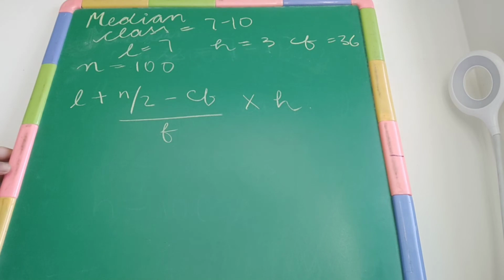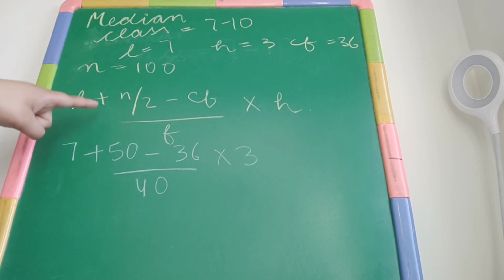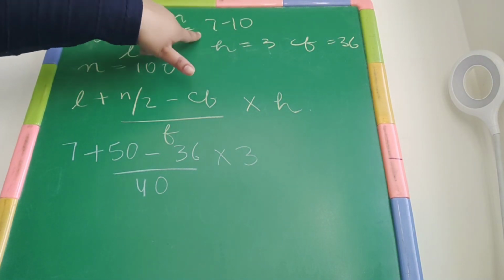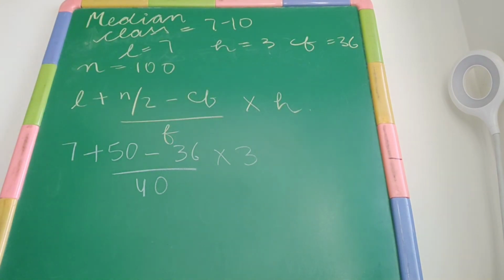So guys, let's start solving the question. Guys, h is the class size. Like 7 to 10. It's like we learned, right? Class interval. So h is the class interval, which is UCL minus LCL. So 10 minus 7 is equal to 3. That's why h is 3.